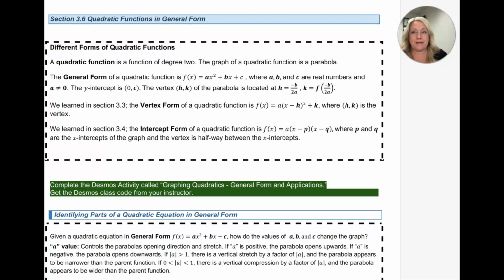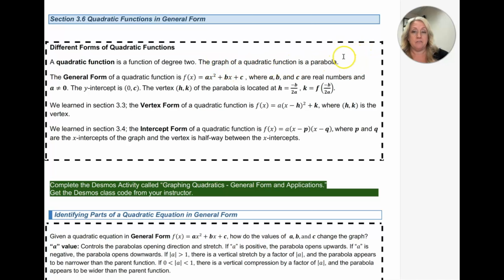Hello and welcome back. Today we're going to be talking about section 3.6, quadratic functions in general form. So let's just review over a few things. A quadratic function is a function of degree 2, meaning that the highest exponent in that is 2. The graph of a quadratic function is a parabola.